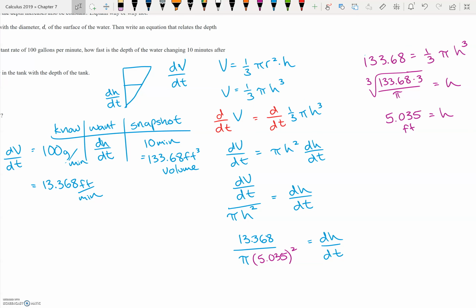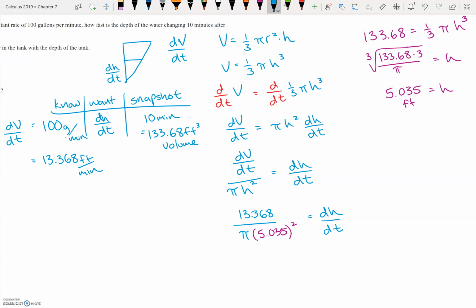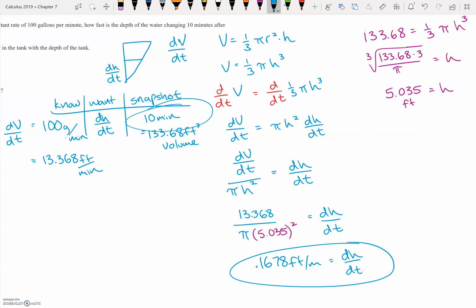I'm just kind of rushing because I know I'm running low on time here, so I'm just going to tell you our answer, which is 0.1678 feet per minute. That is the rate at which our height is increasing at exactly 10 minutes when we are getting 100 gallons per minute filled up into our cone.